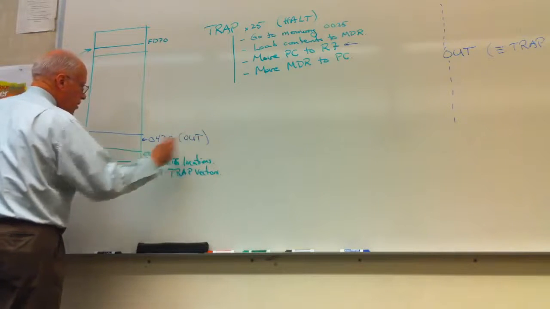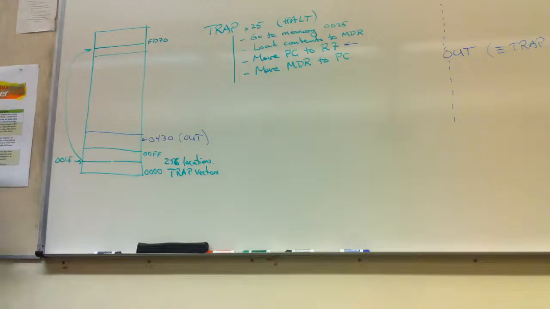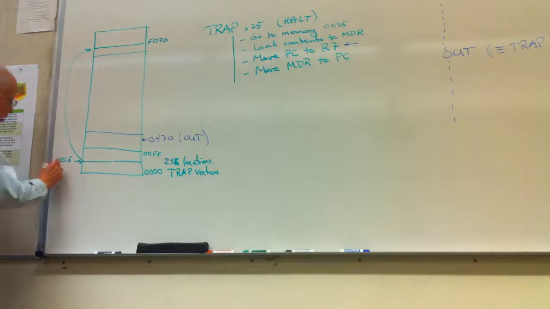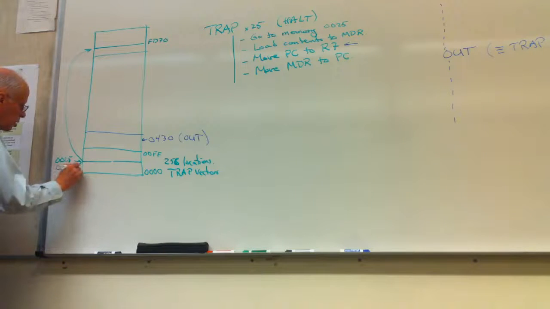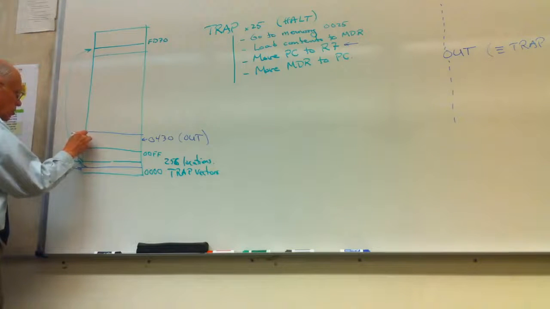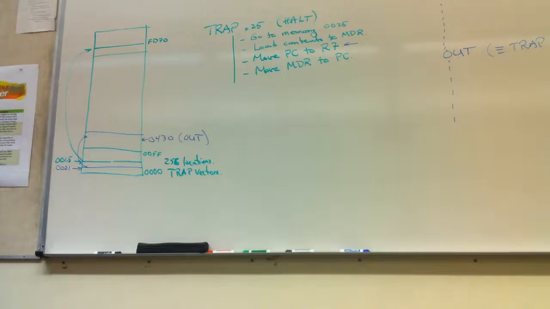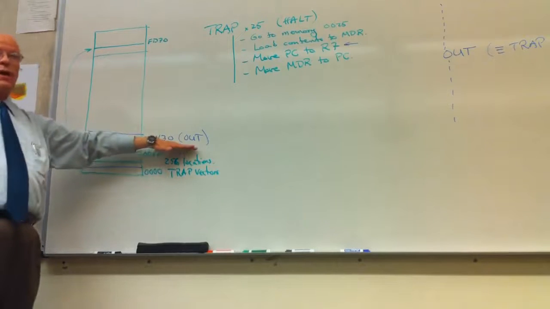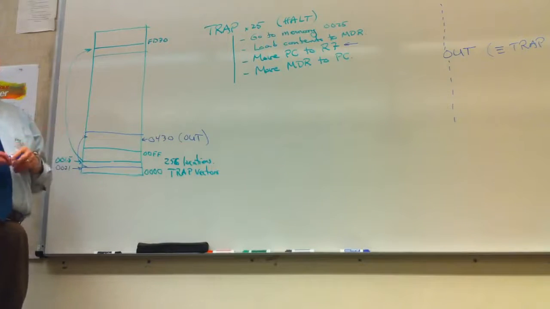Here's where the out routine is. And so 0021 down here below it actually points into this location. Now out, halt, it's just going to shut things down, and so it doesn't return. But out will end with a return, RET.